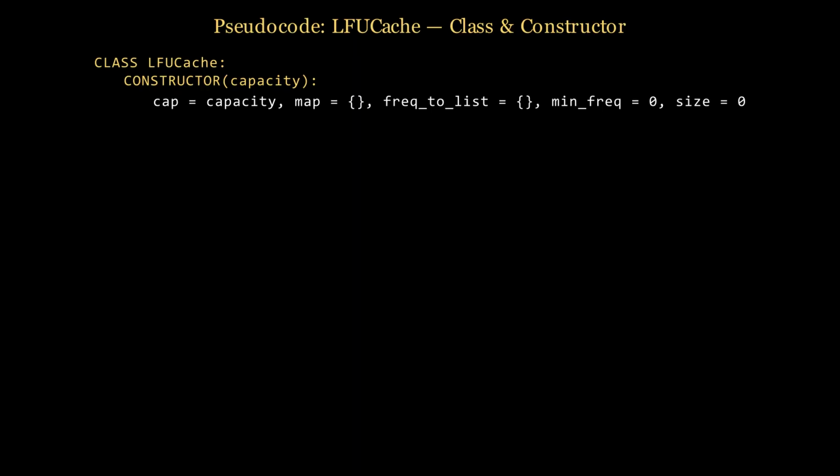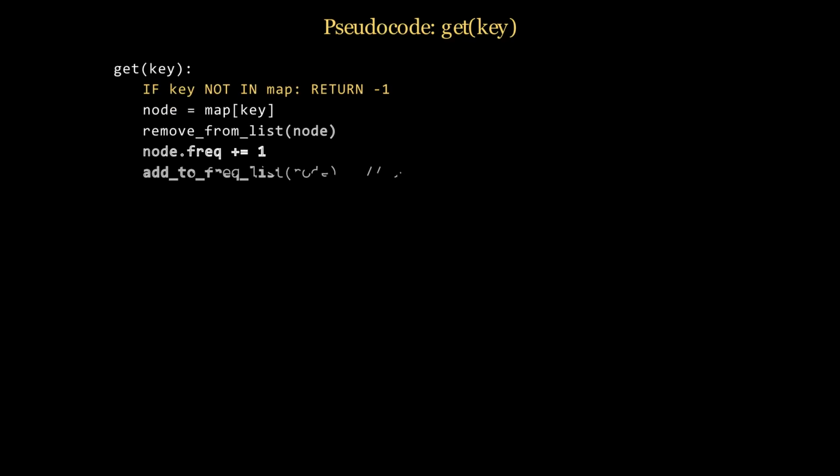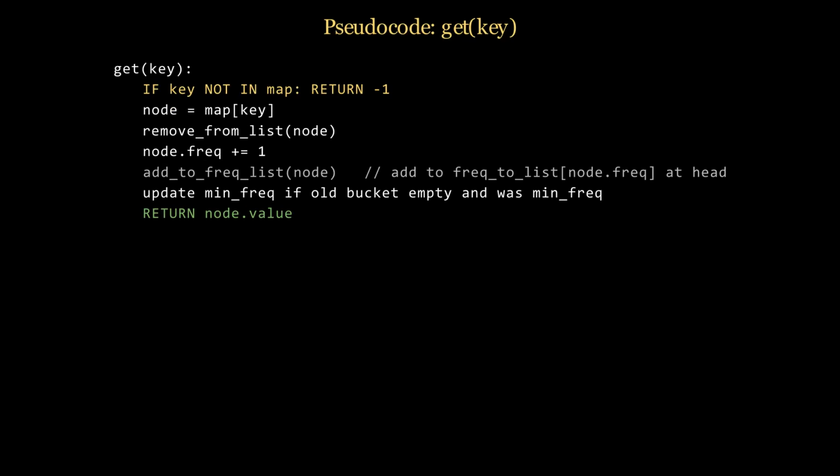The LFU cache class stores capacity, a map from key to node, a map from frequency to doubly linked list, min_frequency, and size. The constructor initializes all of these. Get looks up the key in the map, if missing return -1. Otherwise remove the node from its current frequency bucket, increment its frequency, add it to the new bucket at the head, update min_frequency if needed, and return the value.